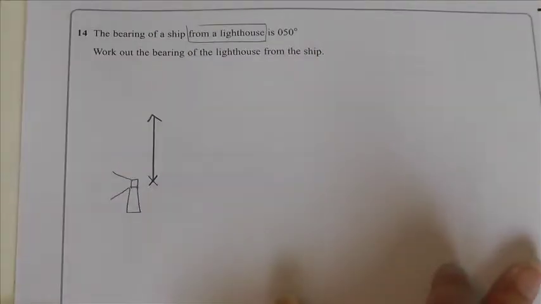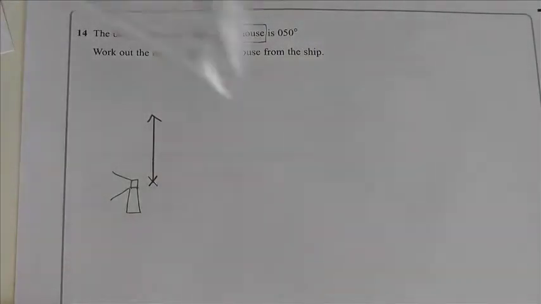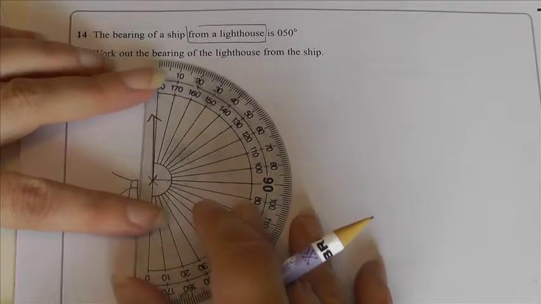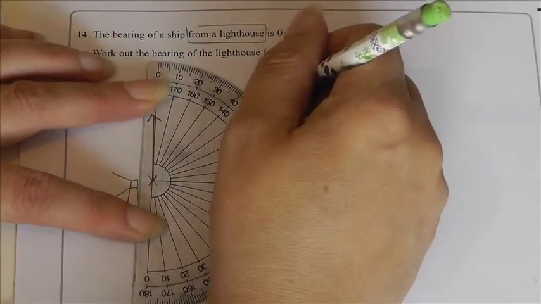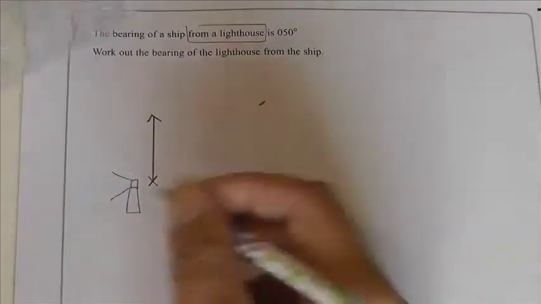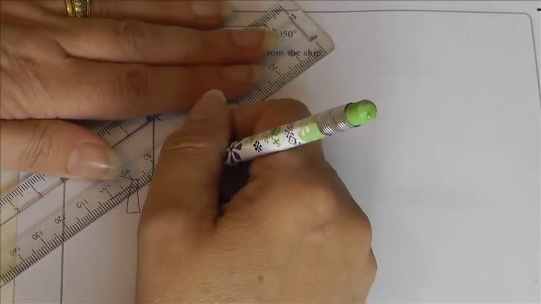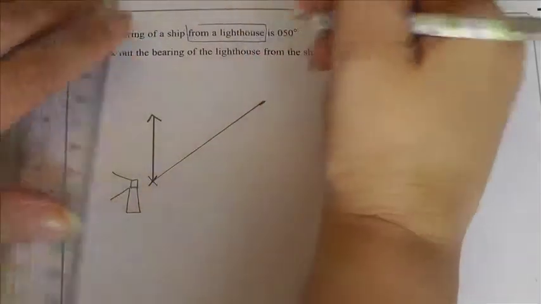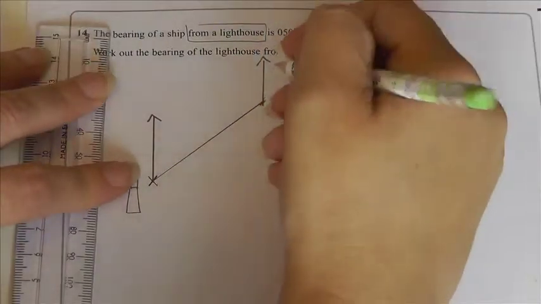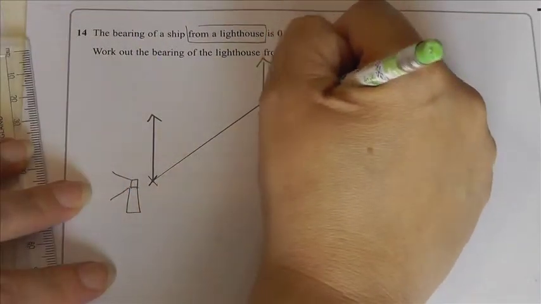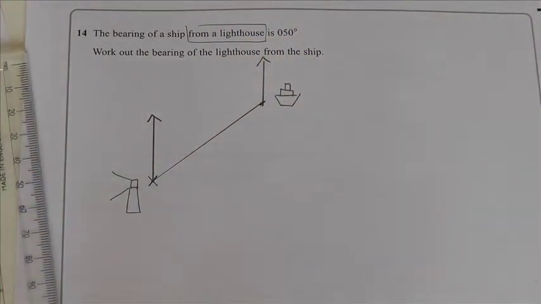Lost my protractor. Here it is. If you wanted to draw the diagram, it would look like this. So here's the lighthouse. This is the bearing. We don't know how far away it is. And if there was a north line there. This is where the ship is. And here we go, that's my very good picture of a ship.